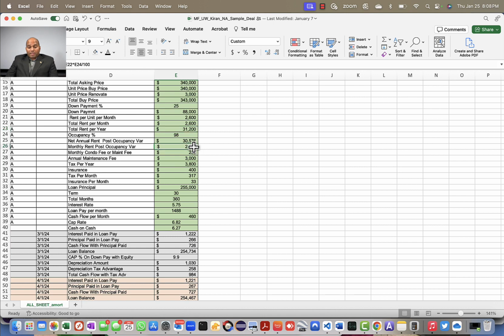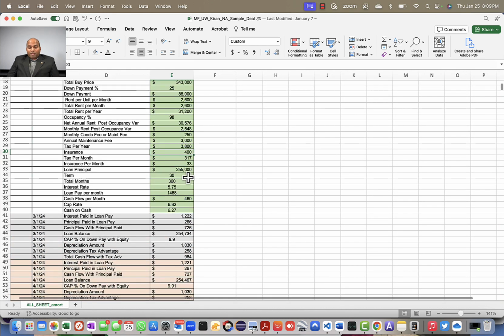Then this is your monthly, and these are the things that you need to consider. In the case of a condo, a lot of it is expensed as the condo fees, right? The maintenance is taken care of by the condo association, and then the annual fees are 3,000 times 12 on the condo fees. Tax per year, and then insurance per year. Since most condos have master insurance covered in the condo fee, the insurance is just for the unit. It's about 400, 500 per year. And then tax per month, insurance per month, and then the loan principal.